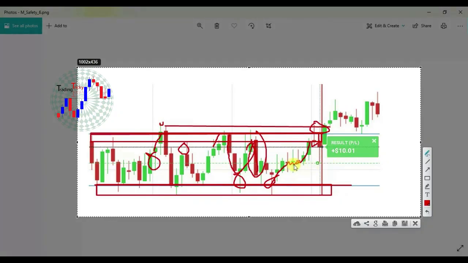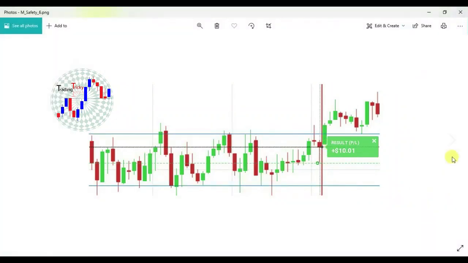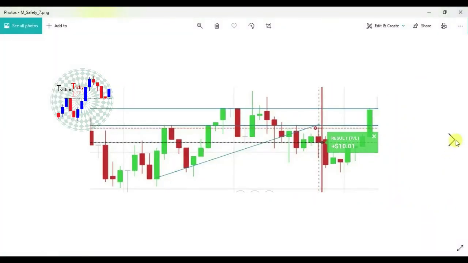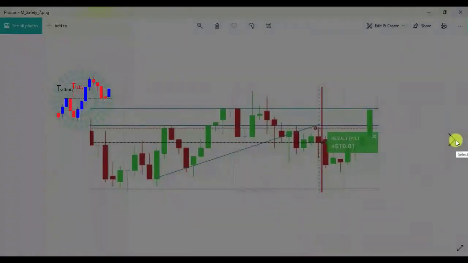And see where my trade is placed, below the red candle here. So if the candle still closes near the red candle, I'll still win this trade. So this is very good marginal safety. And here is another example.